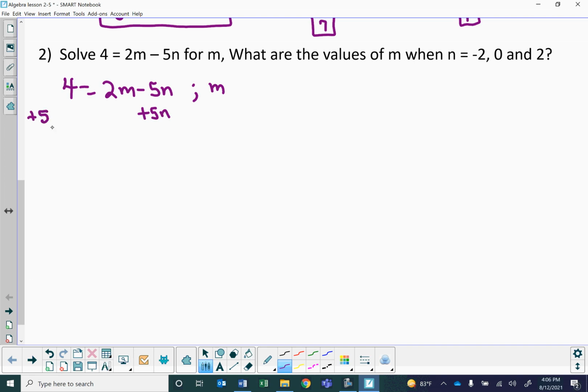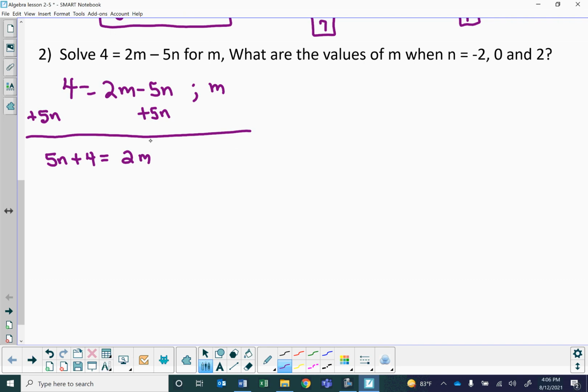And again, it is not like terms with anything, so I don't put it under the 4, because that doesn't become 9m, because 4 cannot be added to 5n. That's like saying I'm going to add quarters to dollar bills and get all dollar bills. If I had 4 quarters and I have 10 dollar bills, now suddenly I have 14 dollar bills? No, it doesn't work that way. So you have to add like terms. So this becomes 5n plus 4 equals 2m.